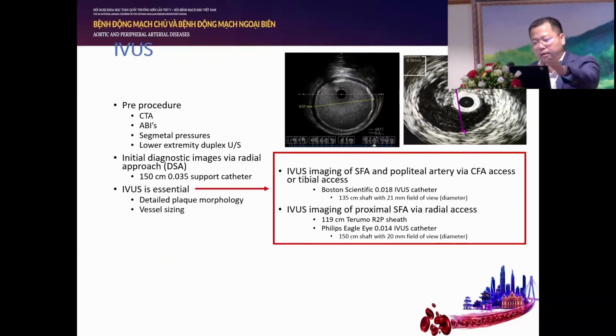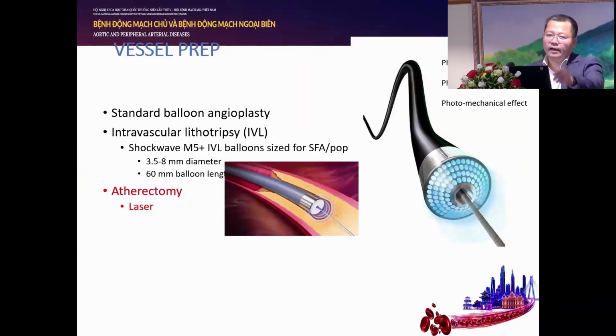And I think sometimes in CTO we should check with IVUS. If there is dissection and we have complications, sometimes we can use other methods, maybe rotation or atherectomy, or use the laser. I know that at Thong Nhat Hospital, Dr. Tan has experience using laser atherectomy, and I hope in the future in Hanoi we have laser atherectomy, and I think it's a good device for this.